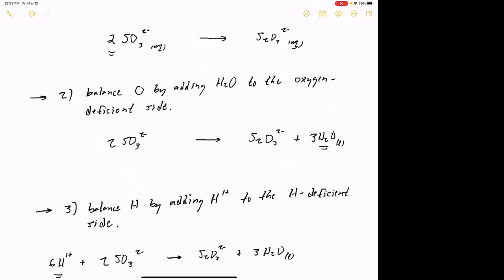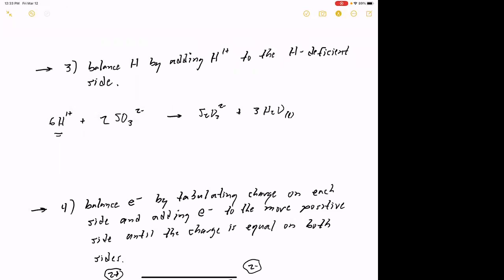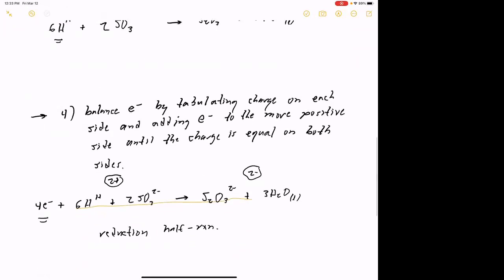So now what I'm going to do is tally up the hydrogens on both sides, and I'm going to balance the hydrogens by adding hydrogen ion to the hydrogen deficient side. So I have no hydrogens on the left, but I'm going to need 6 to account for the 6 I have on the right coming in with water. And then the final step, once I've got all the elements balanced out, is to get the charge balanced out. And we do that as I showed you here.